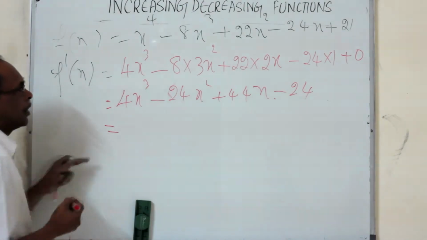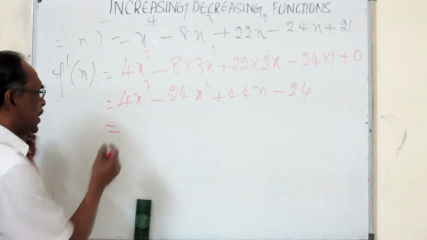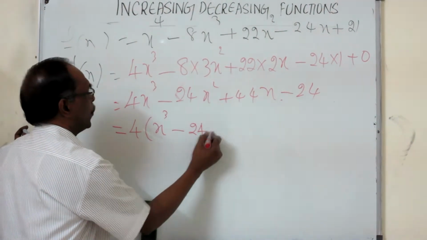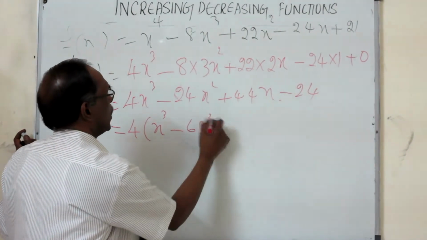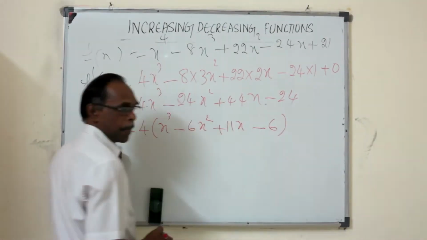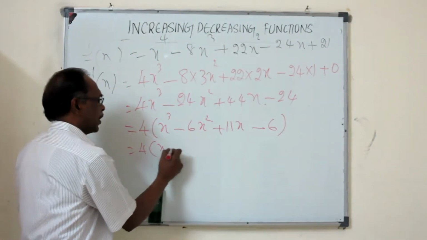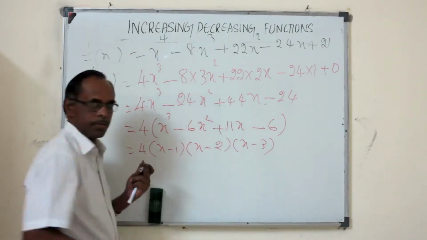4x cube minus 24x square plus 44x minus 24. So this 4 we have taken out: x cube minus 6x square plus 11x minus 6. This we could factorize just now. What is it? So 4 into x minus 1 into x minus 2 into x minus 3.